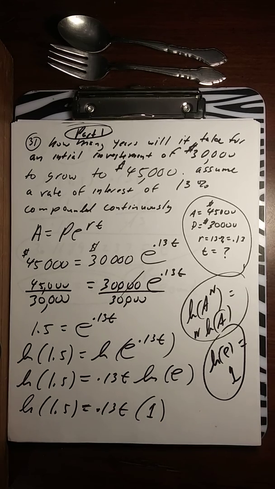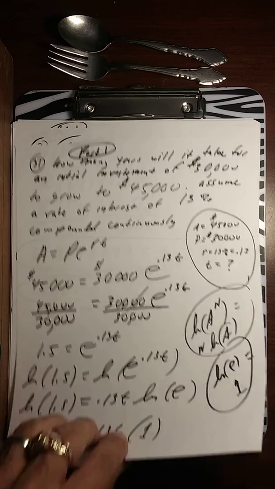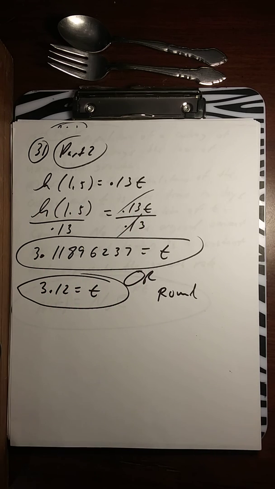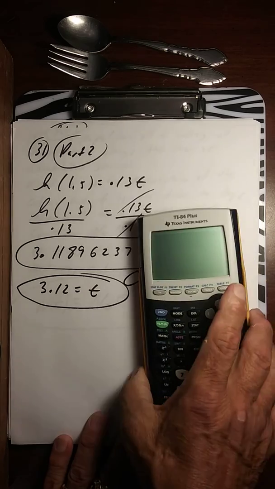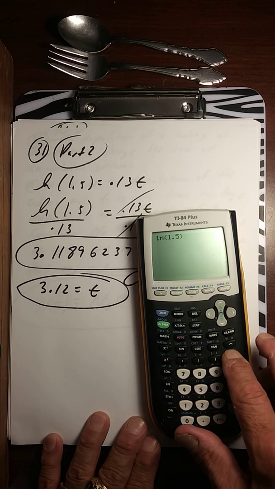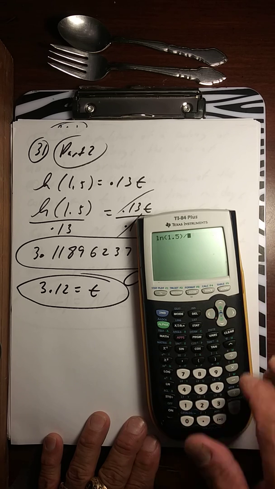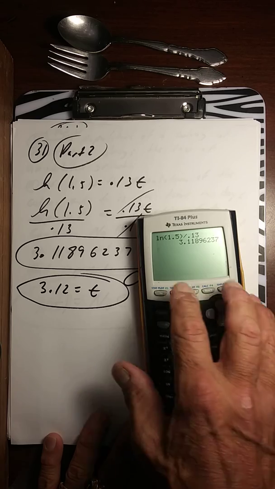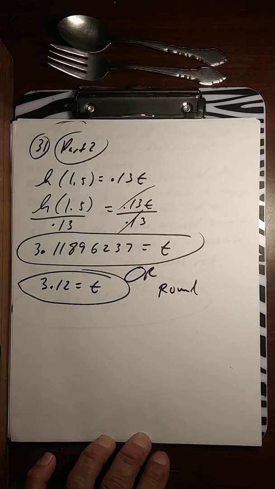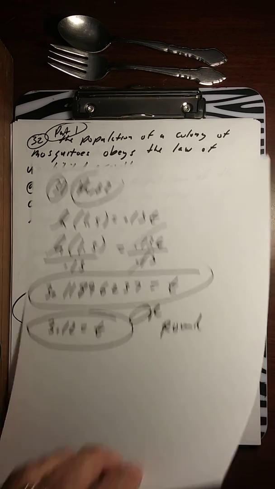Okay, so now 0.13t goes in front. ln of e we just said is a 1. The power goes in front. So ln of 1.5 equals 0.13t. So we have ln of this equals that. Divide by 0.13, divide by 0.13, and t is going to be that. Can we do that in the calculator? Sure. This is what we have. ln of 1.5 divided by 0.13 is 3.1189. There it is, same thing. Close enough. Or round it off.